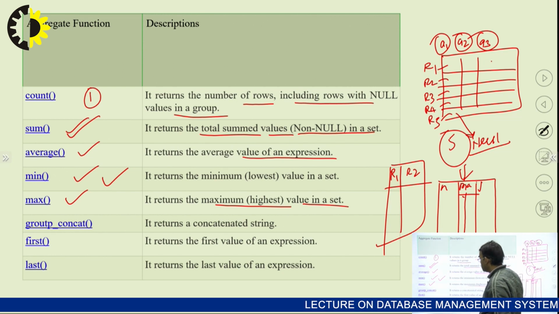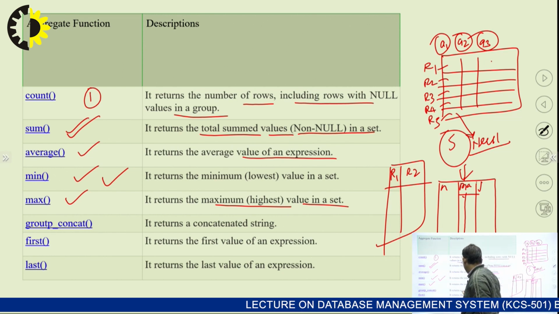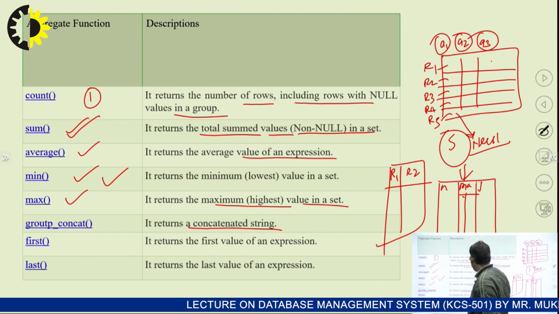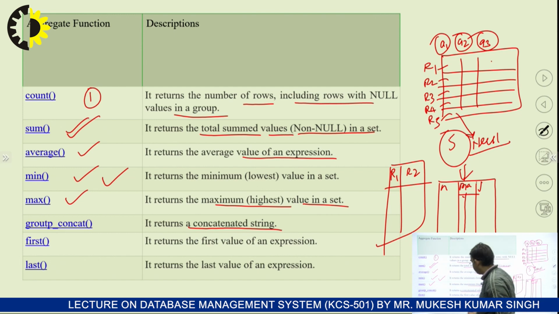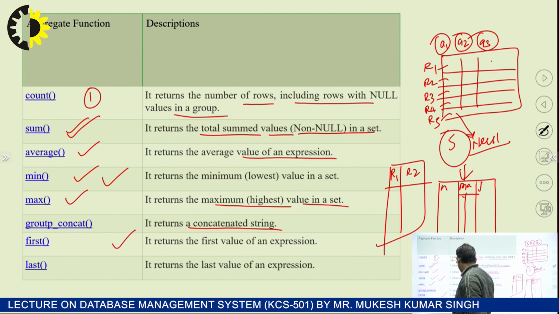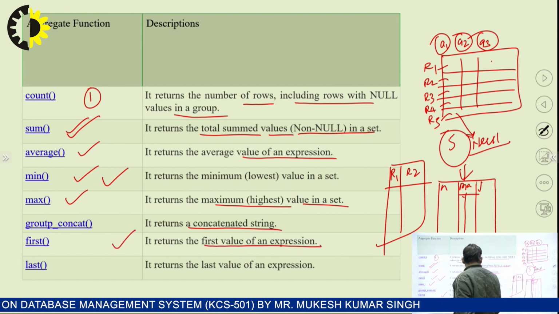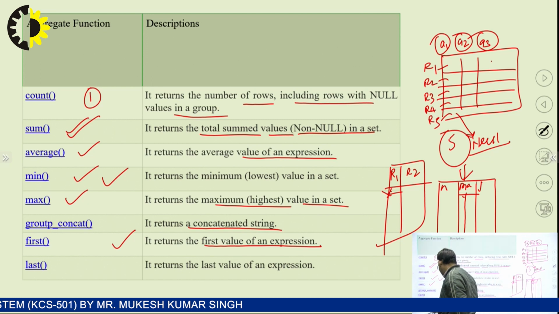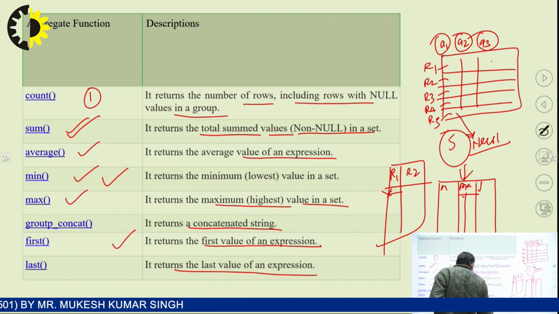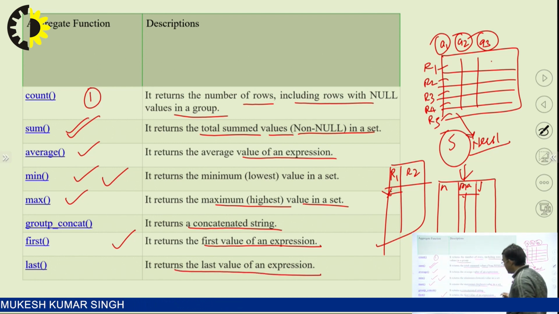Next one is the group concatenation. It returns a concatenated string. And next one is the first. First returns the first value of an expression. Whatever the first value of the expression is, it will be returned by first. And the last returns the last value of an expression.